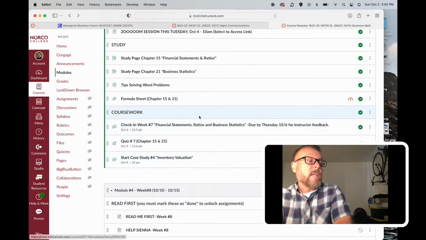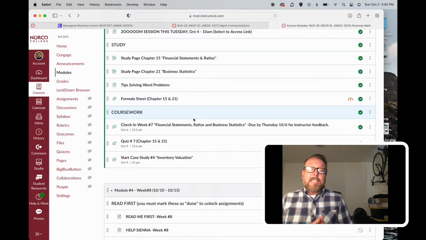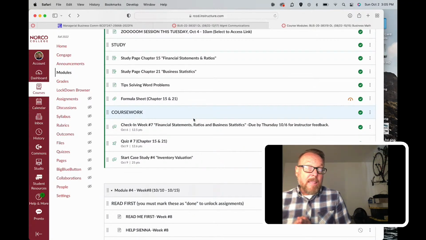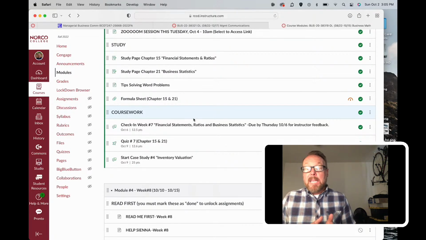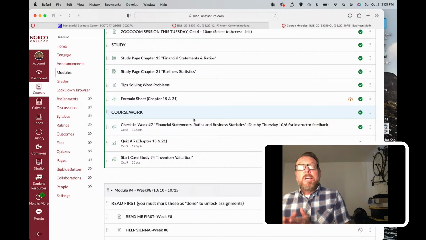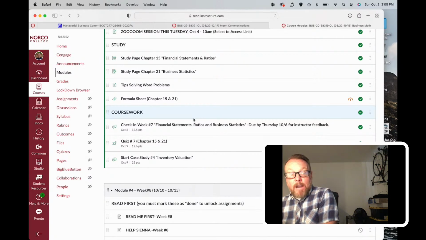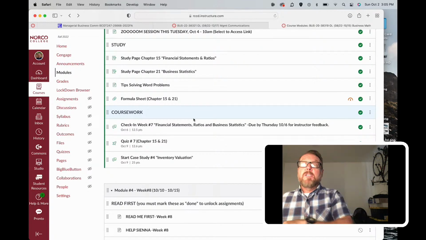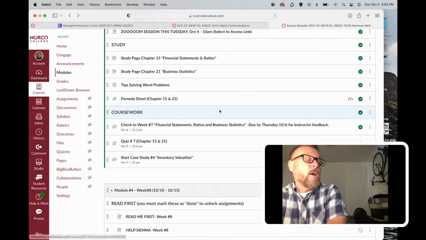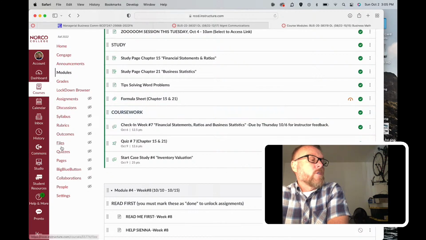And then, of course, we have our check-in assignment. This is our last check-in assignment that involves math. Next week, it's just personal questions. So you'll be looking at financial statements. You'll be solving a vertical analysis. You'll be solving a horizontal analysis. You'll also be looking for the mean, the median, the mode, and the range of a set of numbers. You'll also be doing a frequency distribution in your check-in assignment, helping Sienna. And then, of course, there's a quiz on these chapters as well.